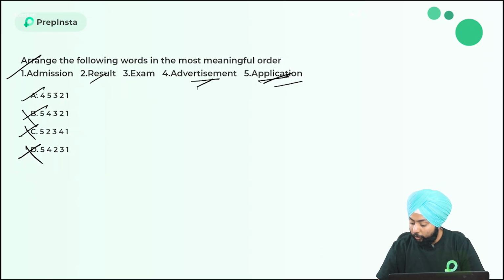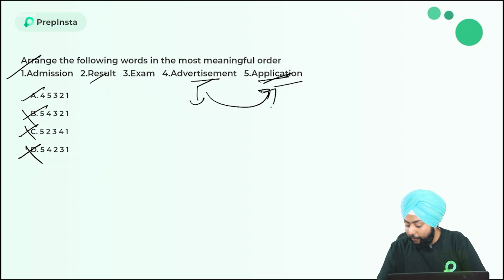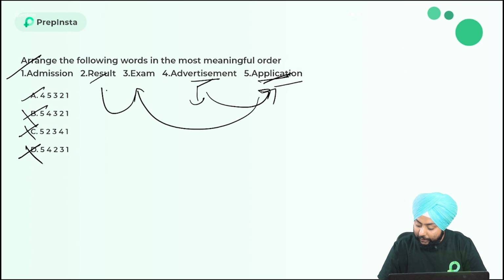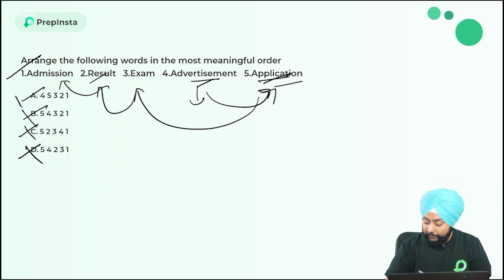Let's check A. So 4 is advertisement, then 5th is application. Okay, so first I'll see the advertisement, then I'll apply for that particular thing. Then I will give the exam, then the result will come, and then I'll take the admission. So this should be the order of happening of things. So this is the particular logic over here. So my correct answer is option number A, 4, 5, 3 and 2.